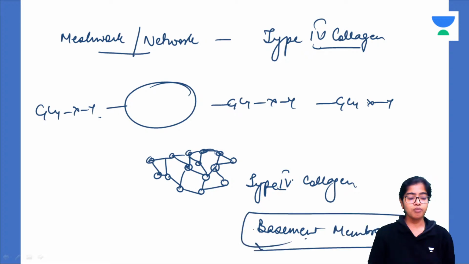Very, very important. So normal collagen is a fibrillar structure, whereas the type 4 collagen that is present in the basement membrane is a meshwork or a network like structure. Okay, understood.